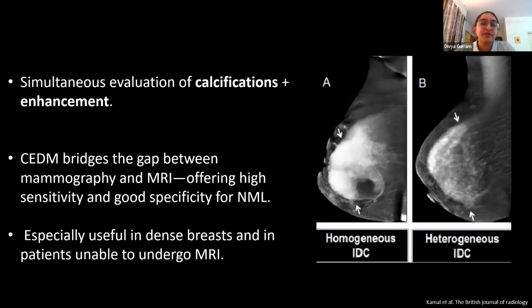And for those patients who are unable to undergo MRI, either claustrophobic patients, or they have MRI incompatible implants, or they can't afford to undergo MRI, CEDM is coming up to be a good modality for looking at the enhancement patterns in such patients. And also in patients who have dense breasts, CEDM is again a good imaging modality. So here in this image, we have a case of invasive ductal carcinoma where it can present with two different kinds of patterns. It could be either homogeneous or heterogeneous.